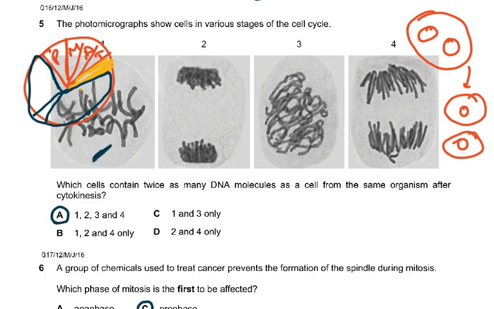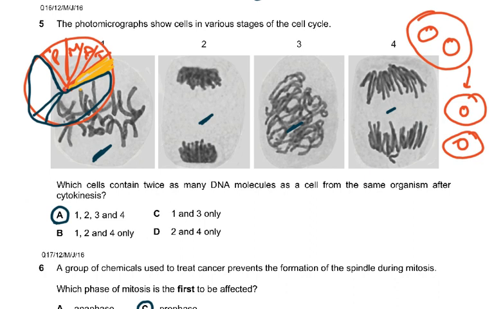This would be metaphase. This would be telophase. This would be prophase, and this would be late anaphase. This would be more towards telophase. So which cells contain twice as many? All four of them, because these are all still prophase, metaphase, anaphase, and telophase.